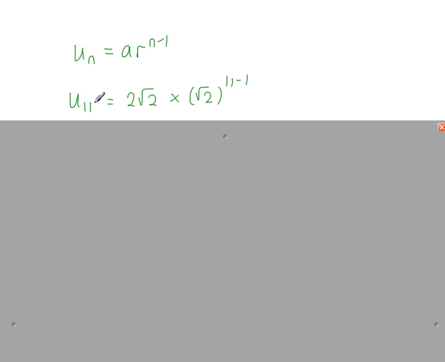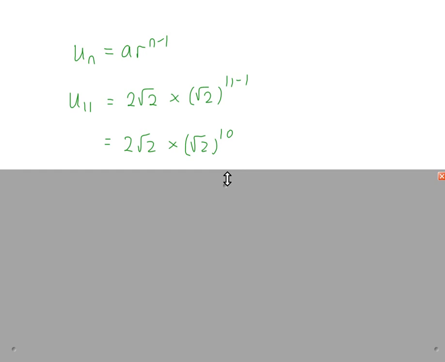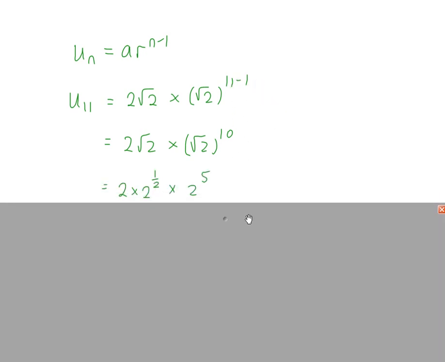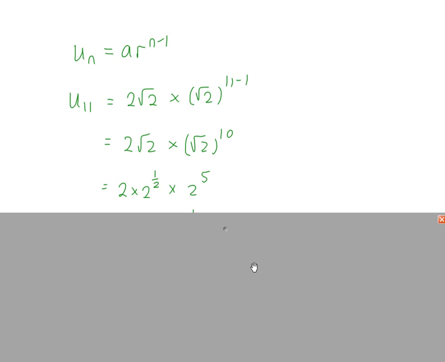Simplifying the indices, changing from surd form to index form. So this part, we've got 2 to the power of a half, which is root 2, to the power of 10. You multiply the powers together and that will give us 2 to the power of 5, which is here.